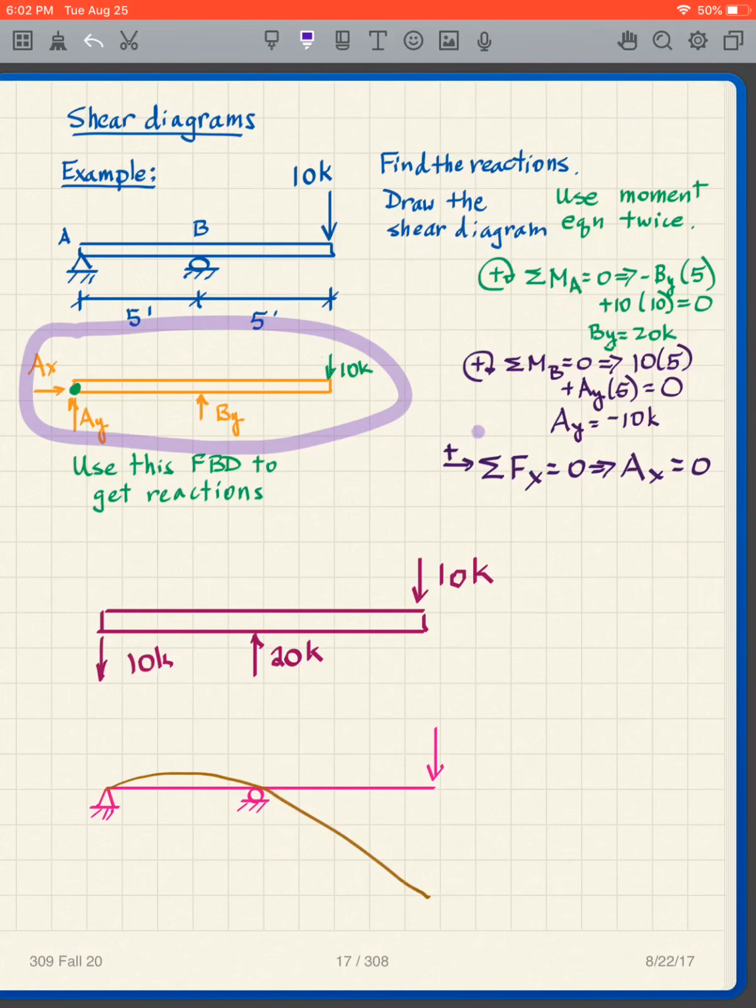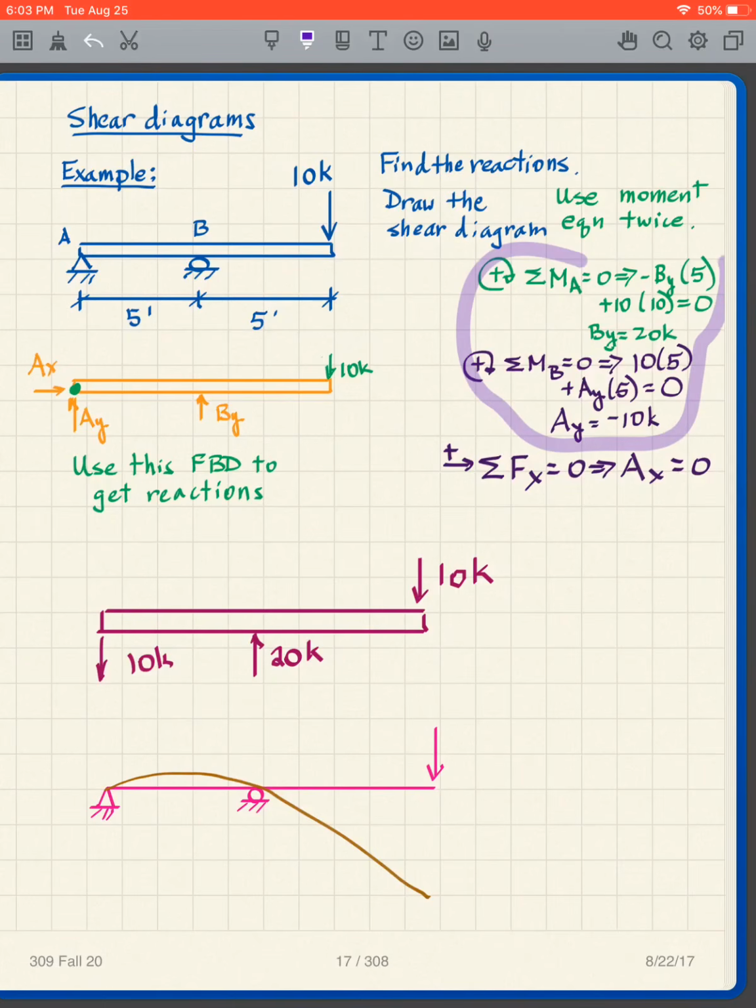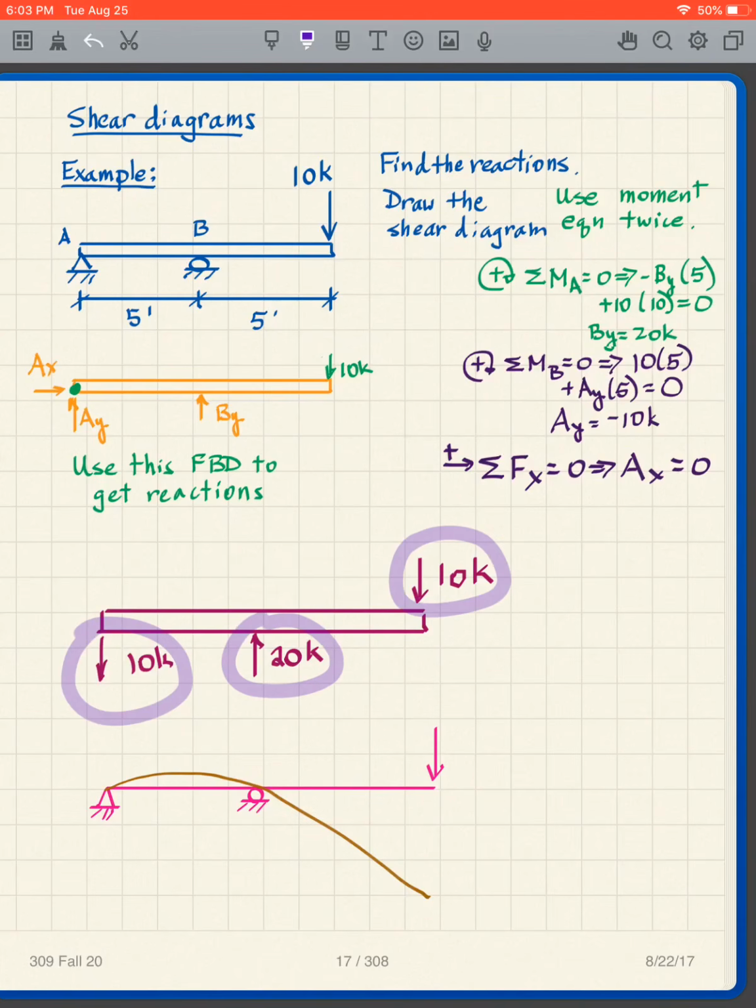And again, I'm going to take the AX is 0. We can find AY and BY using those equations. You can pause the video and look at those equations. And we end up with, this is the reaction at A, this is the reaction at B. I have a 10 kip load.